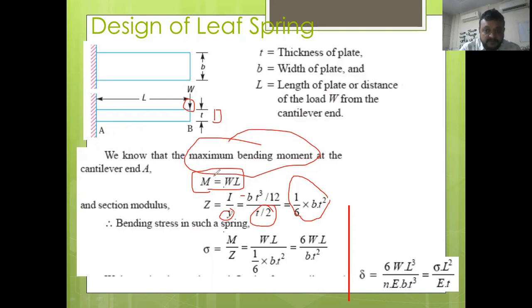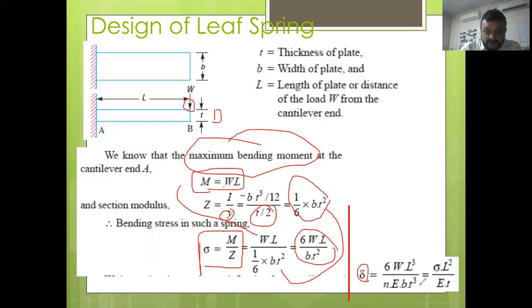Now from this equation we have the bending stress is equal to moment upon section modulus. The moment is equal to W into L, load into distance, that we have seen over here, and Z is calculated from the moment of inertia, BT square by 6, and combining this will give the bending stress sigma equal to 6WL by BT square. Now we already have the derived equation of the delta. From this equation, just have to see 6WL over BT square.